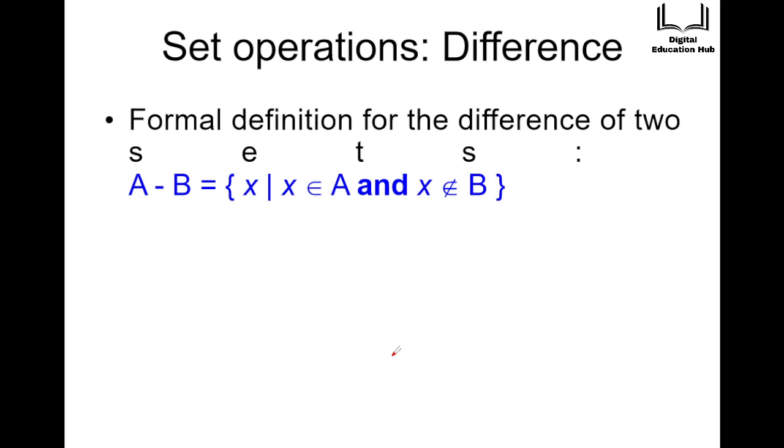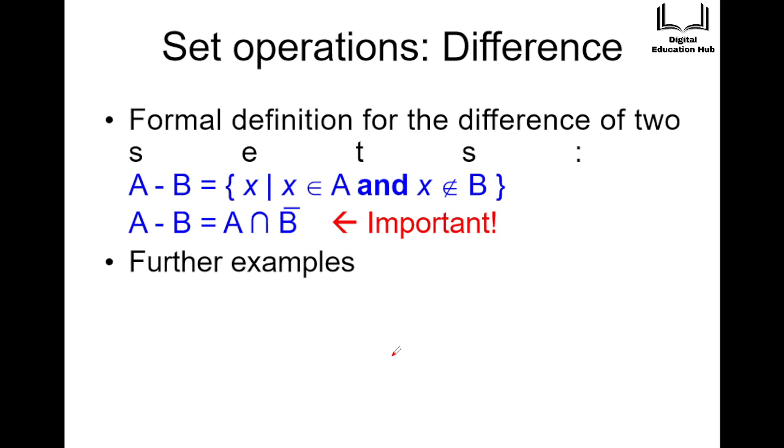So let's see the formal definition. The formal definition says that A minus B is equal to X, such that X is an element of A and X is not an element of B. It can also be defined as A minus B is equal to A intersection with B complement. That is, A is present and B not present.